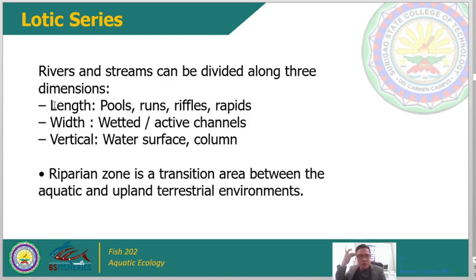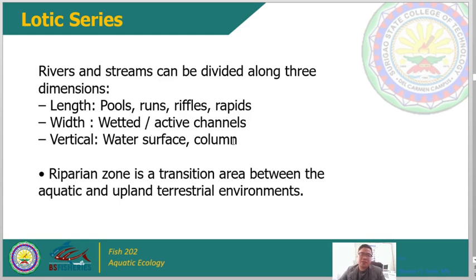Another classification is according to width. Either it is wetted or active channels. So there are areas that are considered non-flowing, because these areas are basically mostly connected with the river banks. The active channels are those in the middle, which are always flowing. And then vertically, you could also classify the rivers as the water surface and the water column.